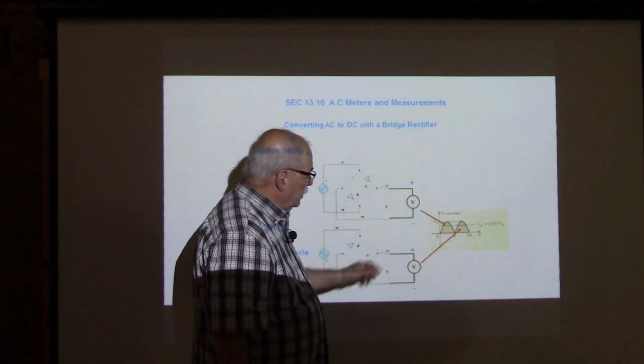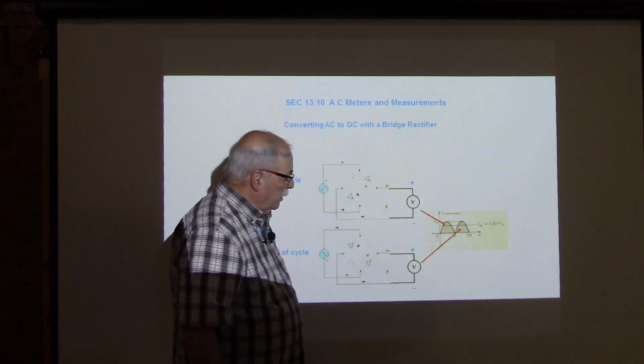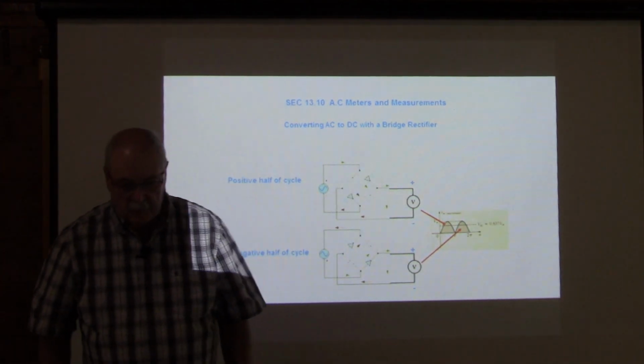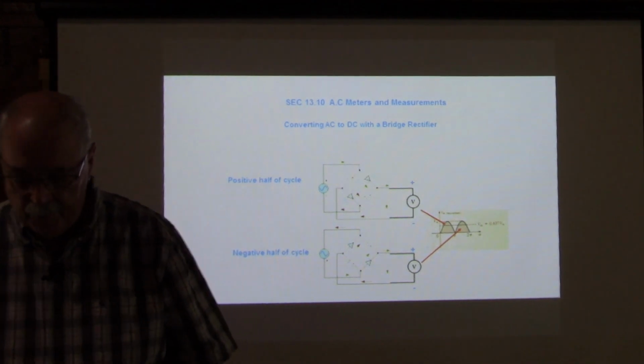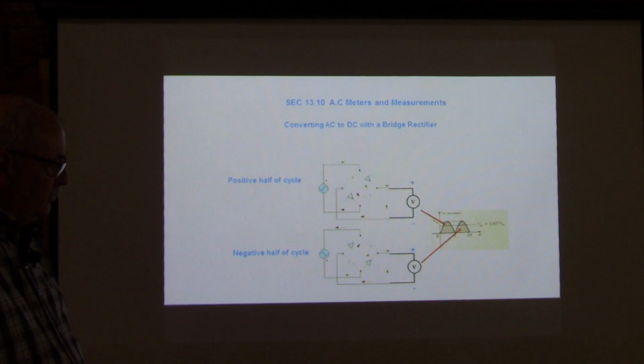So what this becomes over time is the equivalent of 0.637 times the peak of the sine wave, and that becomes the DC equivalent. So in this case, if we had 10 volts, the output of that would be 6.37.